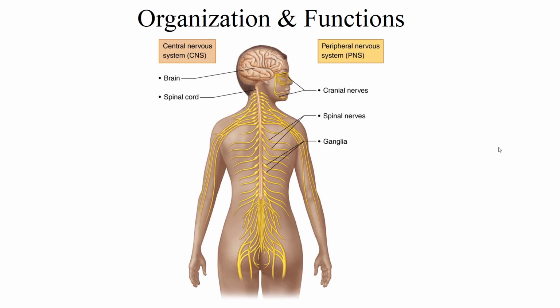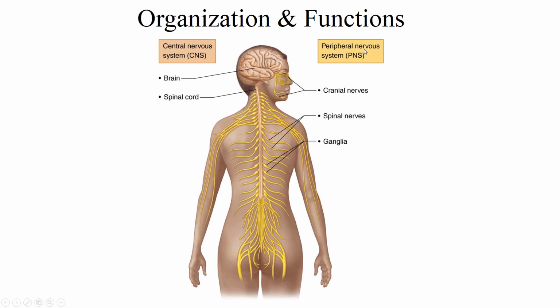So, let's take a look further at the organization of the nervous system. The nervous system is divided into the central nervous system and the peripheral nervous system. The central nervous system is made up of the brain and the spinal cord, and these are the integration and control centers. They interpret sensory input and dictate motor outputs.